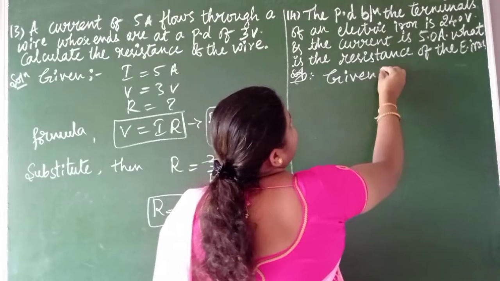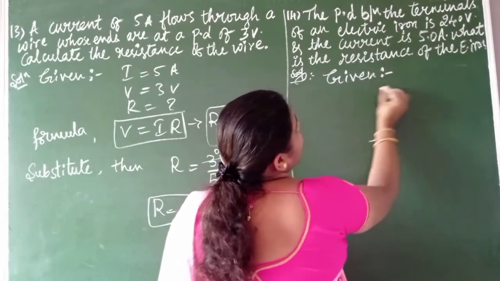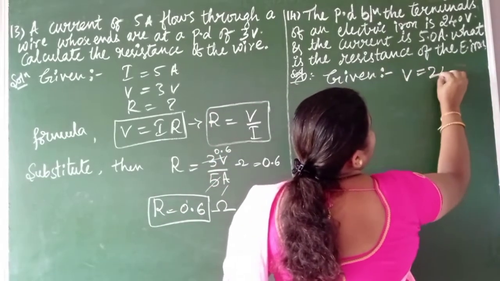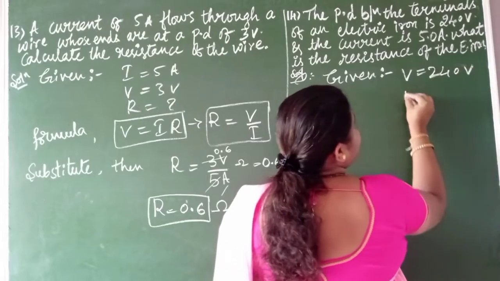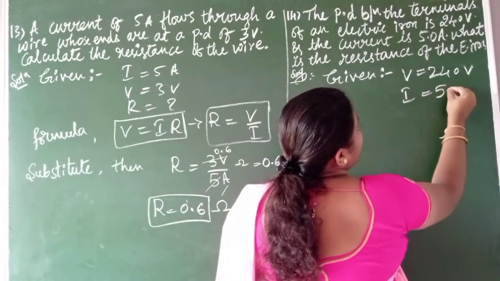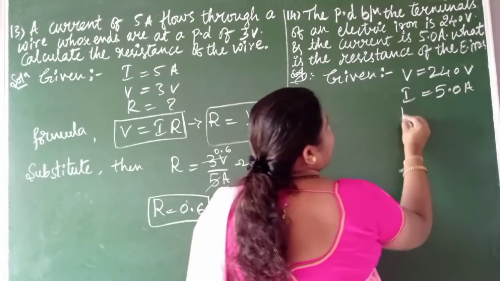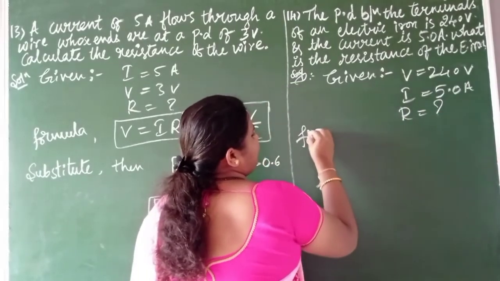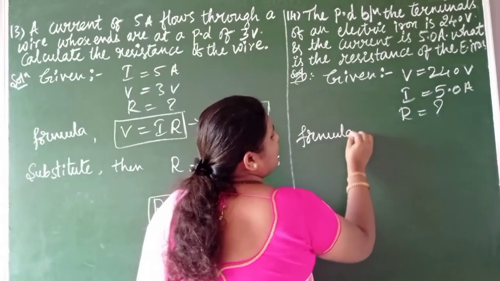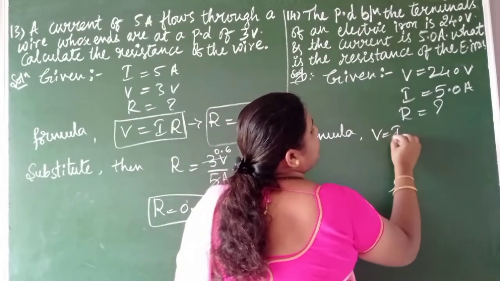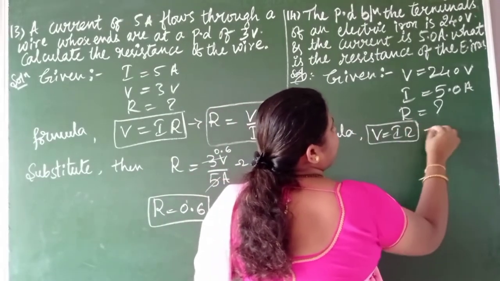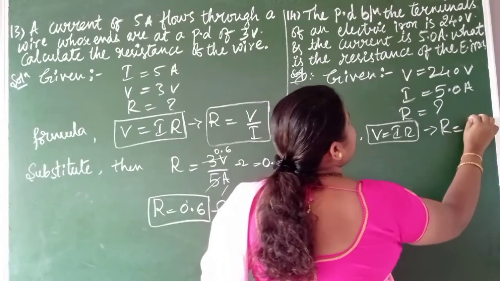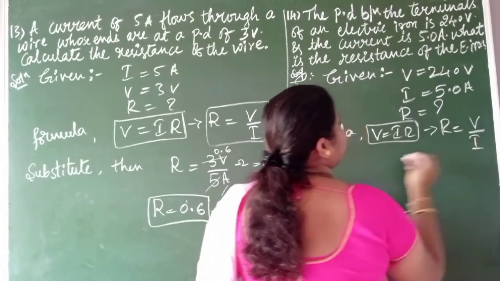So what are the given things, children? V is equal to 240 volts. I is equal to 5 ampere. Then same, R is how much? Formula, V equals I into R. Nothing but R is equal to V by I.